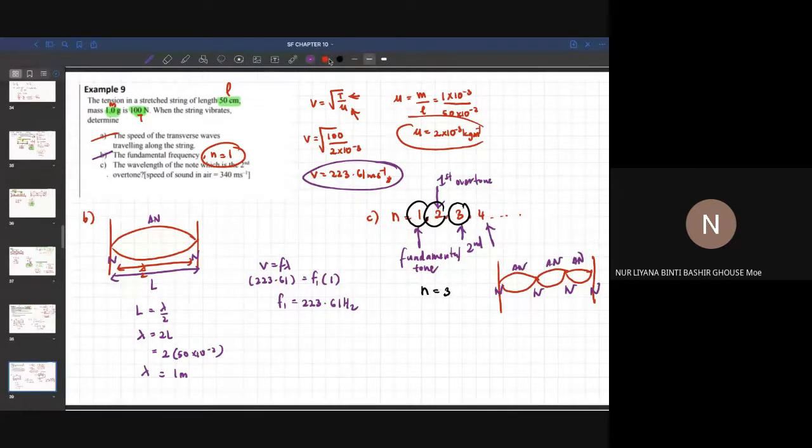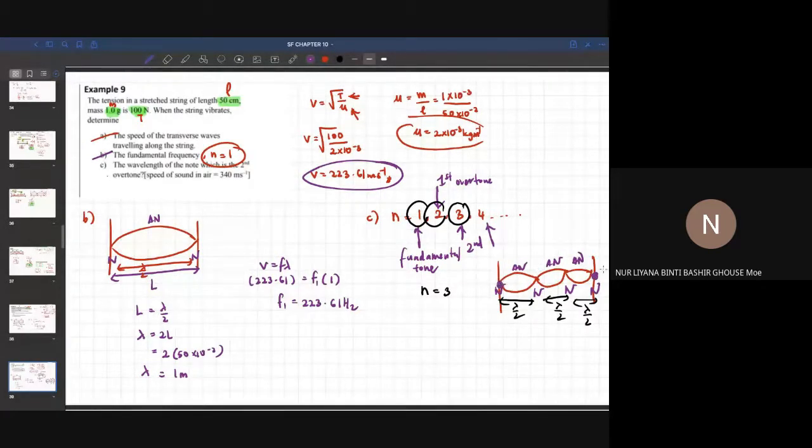Lepas tu kita check the distance. Knot dengan knot adalah lambda over 2. Knot dengan knot adalah lambda over 2. Knot dengan knot adalah lambda over 2. Okay, so total daripada hujung sini sampai ke hujung sini.